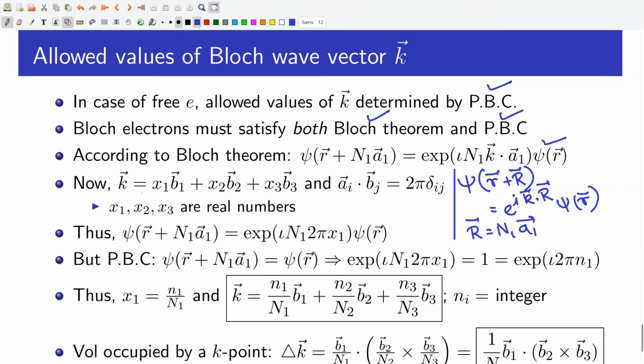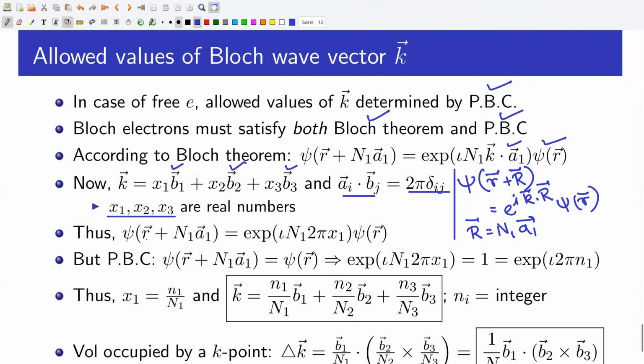Now, we write the wave vector k as a linear combination of b1, b2 and b3, the vectors in the reciprocal lattice. Here x1, x2, x3 are real numbers. Now we also know that ai dot bj is equal to 2 pi delta ij. That means when I try to calculate this term k dot a1, the only term that will be non-zero is b1 dot a1. Rest of the terms will be equal to 0 because b2 dot a1 is equal to 0 and b3 dot a1 is equal to 0.